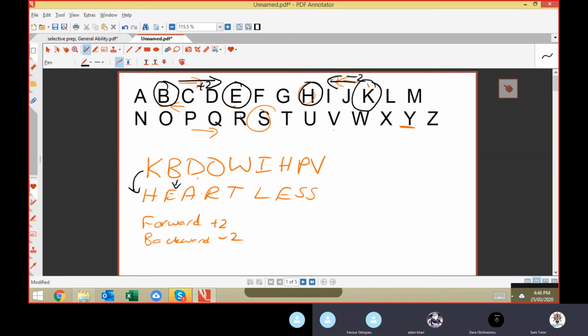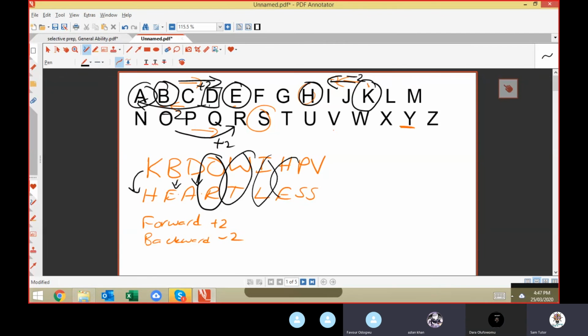What about a D to an A? Backwards two. And then what about an O to an R? Forwards. So it's just going to keep going: backwards, forwards, backwards, forwards, and so on.